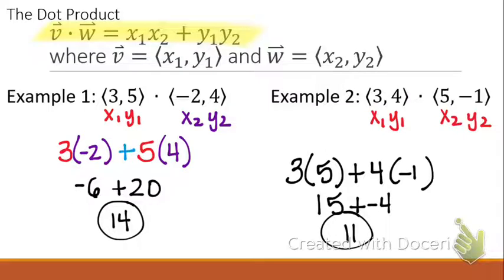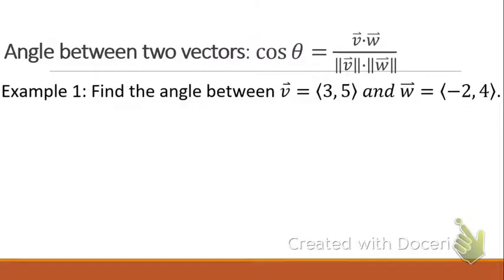All right, good. So now let's figure out how to find the angle between two vectors. The reason why dot product is important is because we have to know the dot product to find the angle between two vectors. So we're going to take the dot product, that's in our numerator. So first we have to find the dot product. And then we need to find the magnitude of both.